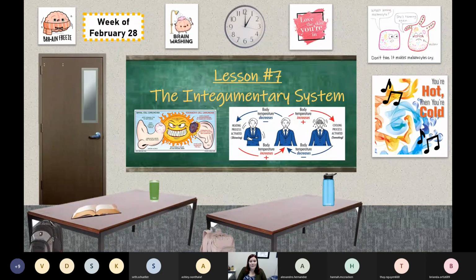Today we are talking about much of the content from lesson number 7, which is about the skin. Remember that the fancy word for the skin is the integumentary system. So we are diving into the integument, or we're diving into the skin this week.